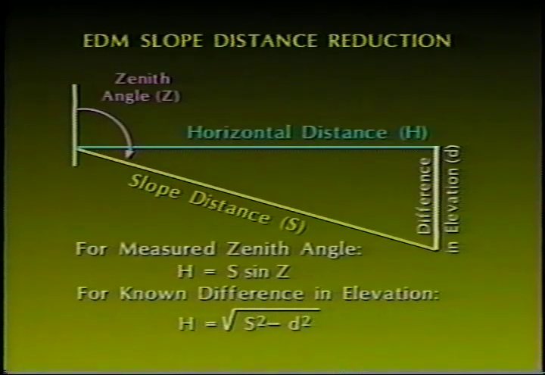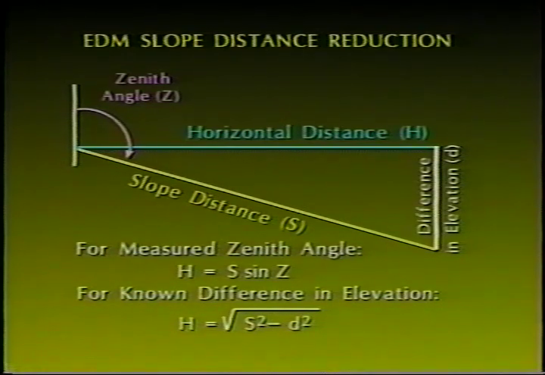It is important to remember that EDM always measures a slope distance. This distance must be reduced to a horizontal distance by one of two methods. The most common method of determining the horizontal distance is to measure the zenith angle from the instrument station to the target at the far end of the line. It should be noted here that all modern theodolites measure a zenith angle rather than a vertical angle, as the older transits did.